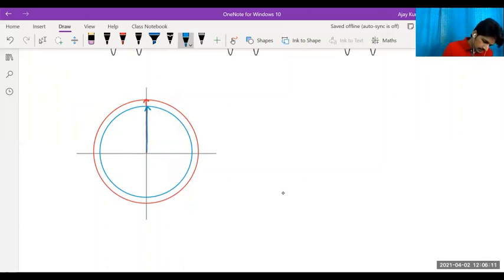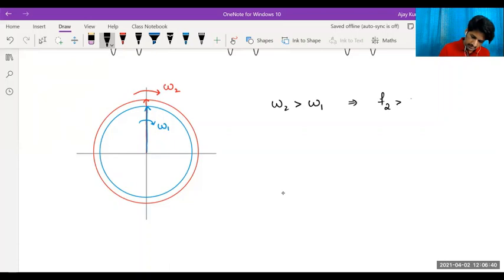Okay. Now the blue one had an angular frequency omega 1. So let's assume its phasor rotates with an angular velocity omega 1. The red one had an angular frequency omega 2. So let's assume its phasor rotates with an angular velocity omega 2. And from what we had considered, omega 2 is greater than omega 1. Right. So this makes f2 greater than f1. We saw that in the earlier diagram too. The red colored wave had a higher frequency than the blue one.